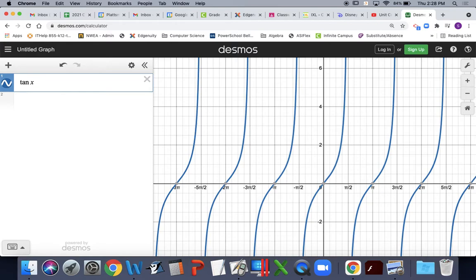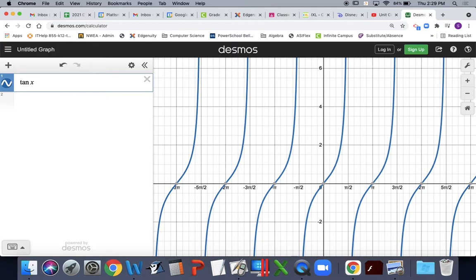So if you look at your unit circle right now, what is the tangent of pi over 2? So look at pi over 2. I do sine divided by cosine. What do I get? Undefined, right? I'm trying to do 1 divided by 0.